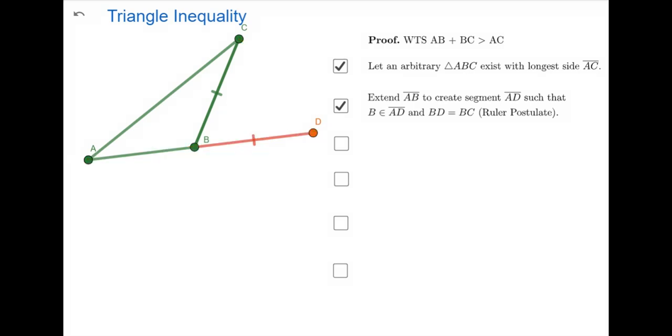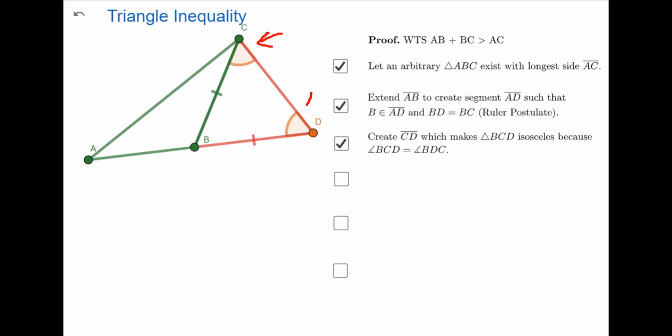Okay, and you can see that we're going to end up with an isosceles triangle here. And because it's isosceles, we will get that these angles are congruent. And you can see I didn't put congruent, I said the measure of the two angles is the same. All right.